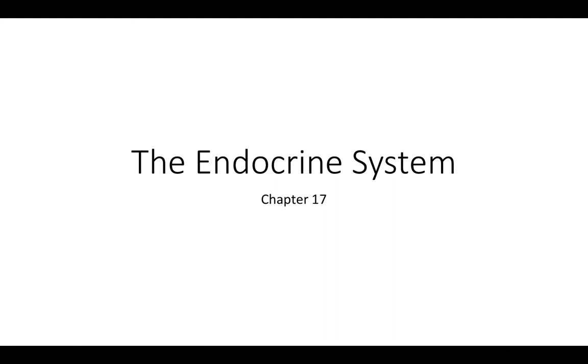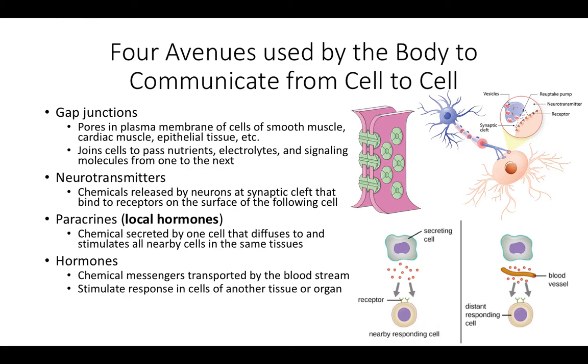Okay, so the endocrine system should be a review for almost everybody, being that we talked about it last semester. But before we jump too far in, I just want to do a general overview of the different means that our body uses to communicate from cell to cell. Many of these, with the exception of maybe the paracrines, should be a review for you guys. So we'll start with gap junctions.